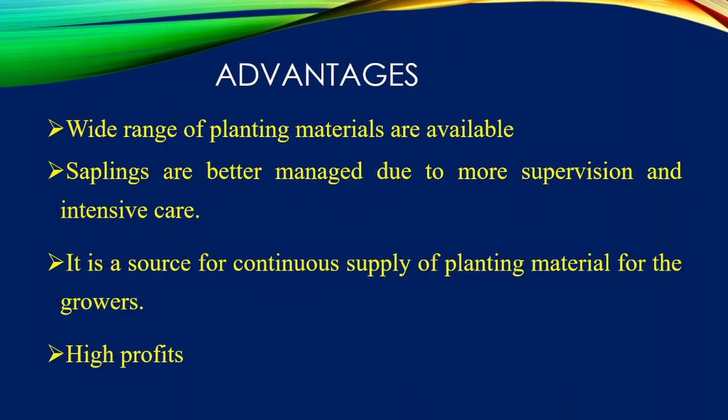Some of the advantages of these permanent nurseries are wide range of planting materials availability. So, permanent nurseries, since they are having large area and are continuously engaged in the production of plants and growing of them, maintain large varieties of planting materials. Saplings are better managed due to more supervision and intensive care in these permanent nurseries.